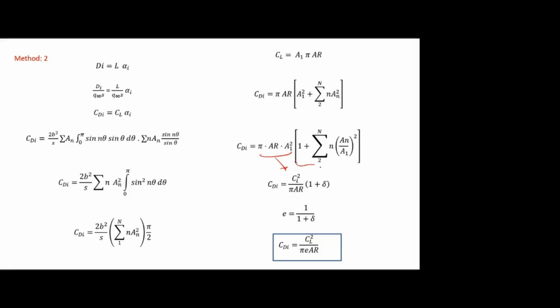And instead of this very big equation, this we can expand from 2, we can substitute 2, 3, 4, 5, up to n we can substitute. It will be a very big equation. Instead, they are simplifying this term as delta.